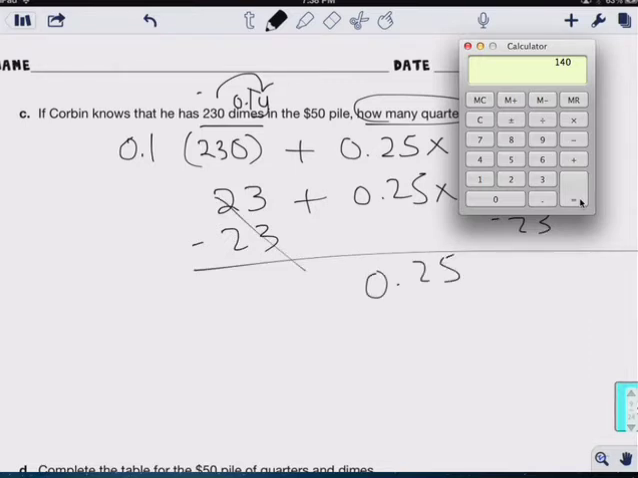0.25x equals 27. Oh, I'm sorry. 22 divided by 0.25, divided by 0.25. Okay, so 22.